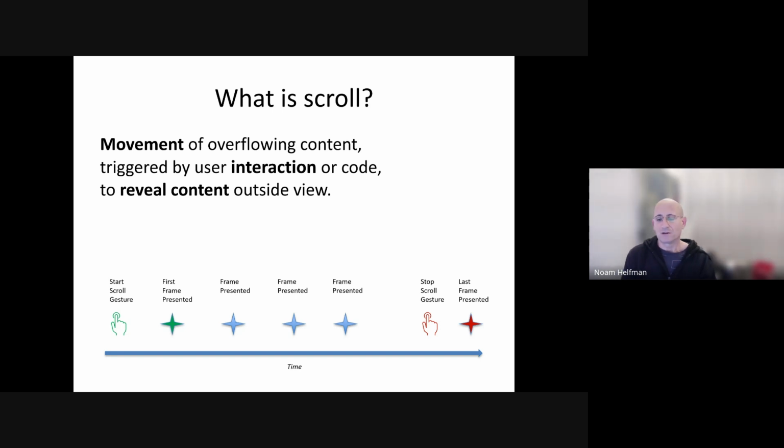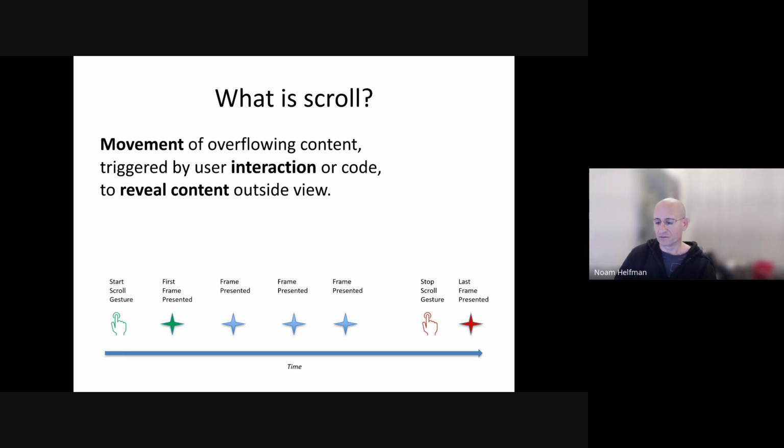So what is scroll? Let's start with some general definition. General movement of overflowing content triggered by user interaction or code to reveal content outside the view. So this is our definition. It's probably not the only definition, but what I like about it is it focuses on the movement and the interaction aspects of scroll.